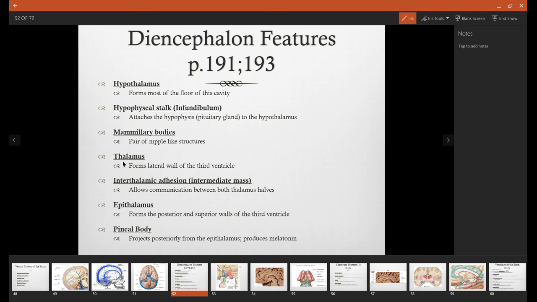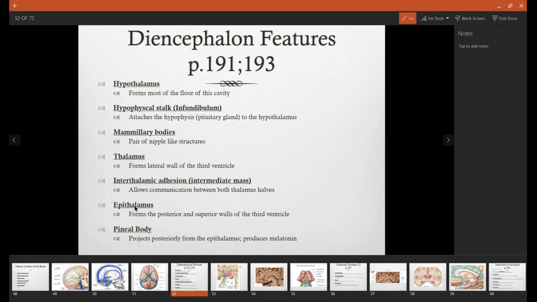The thalamus is going to be an oval-shaped structure, looks kind of like a football almost, that's going to be found in the diencephalon. And in between the two thalamic heads is a structure called the interthalamic adhesion, or you'll also see it called the intermediate mass, and it just allows the two thalamic heads to be able to communicate back and forth.